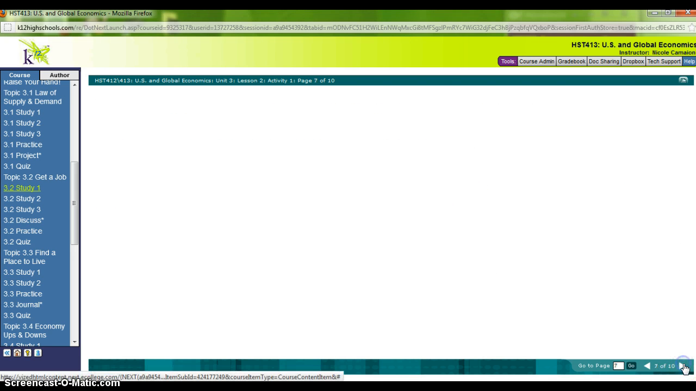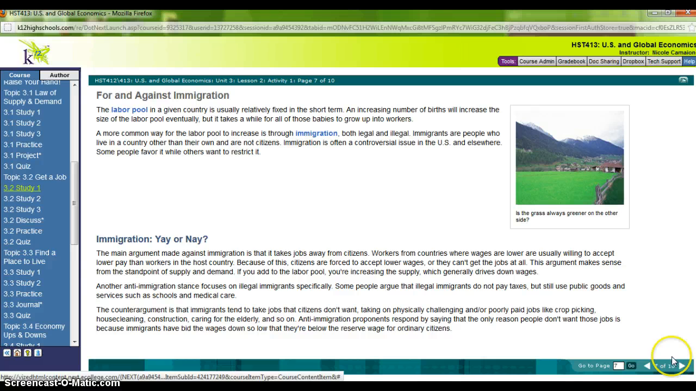Lastly, in this study, you want to look at slide 7, which we talk about immigration, the effects of immigration. And you definitely want to read these last paragraphs on this page, explaining how immigration can change the wage to lower wages for the laborers.